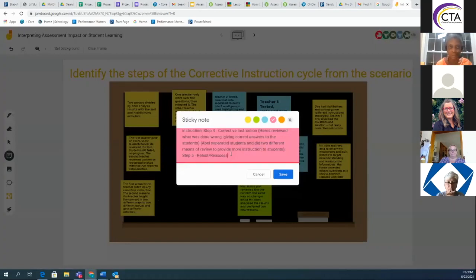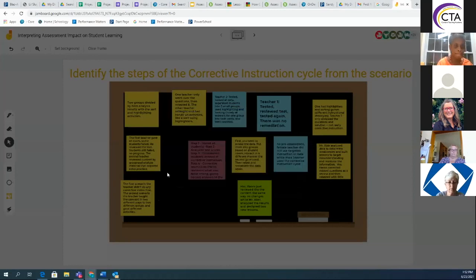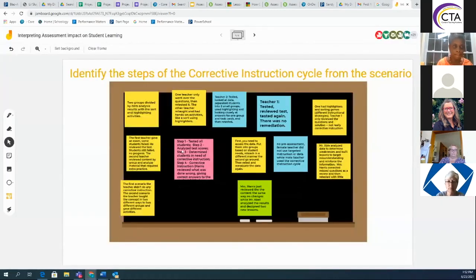All right, so step 4, they said Harris reviewed what was done wrong, giving correct answers to students. Abel separated students and did 2 different means of review to provide more instruction to students. And then they retested and reassessed. So good job. They did identify all the steps. Someone else jump in and tell me, did they get anything different? Anything that was missed?